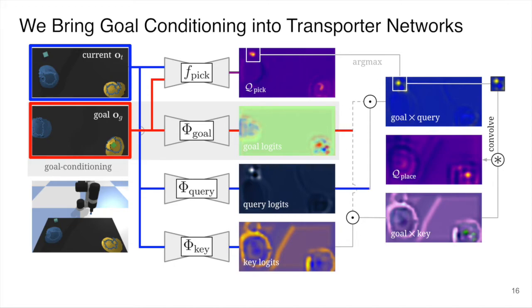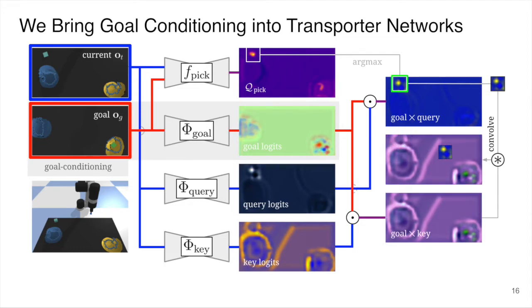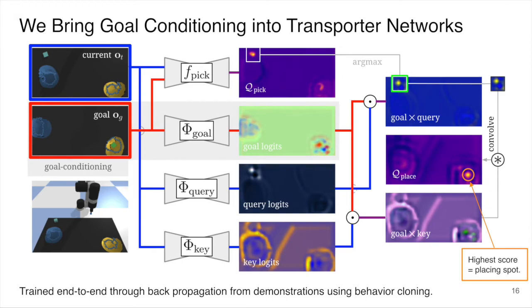So the way that we use it is before the transport operation, we combine the goal logic with both query and key logic with element-wise multiplication. At this point, we now have what we call goal-time query features and goal-time key features. These now have information about the goal image taken into account. And therefore, we can then do what the normal Transporter does by taking a crop at the picking point and then doing a convolution operator to determine a placing heat map, where the highest score indicates the placing spot. Furthermore, the entire network is trained end-to-end through backpropagation from demonstration with behavior cloning.